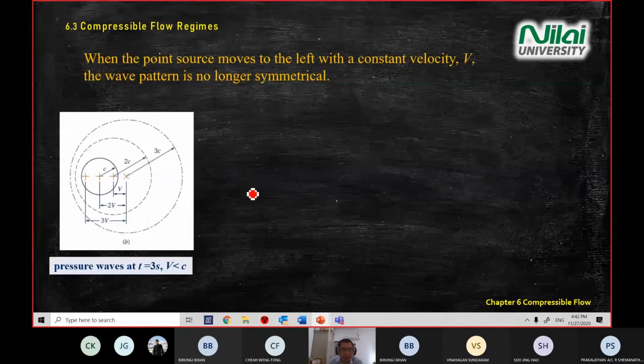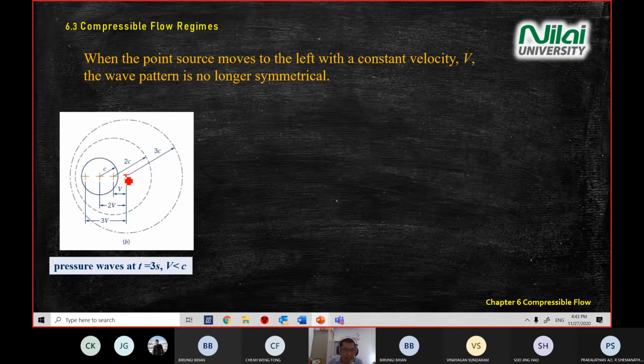Now I'm going to show you straight away, the first diagram first. Just now our source didn't move. Now let's say you are holding the resonance source, and you move it to the left with the velocity v, but this v is less than the speed of sound. You're moving your source to the left, but the speed is less than the speed of sound.